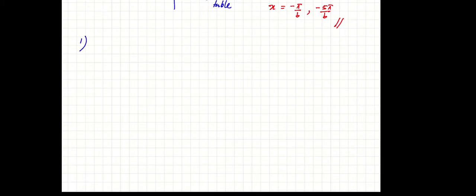Consider f(x) is equal to 1 divided by x plus k, where k is a positive constant, and so on. Also let g(x) is equal to kx. Okay, find the points of intersection.